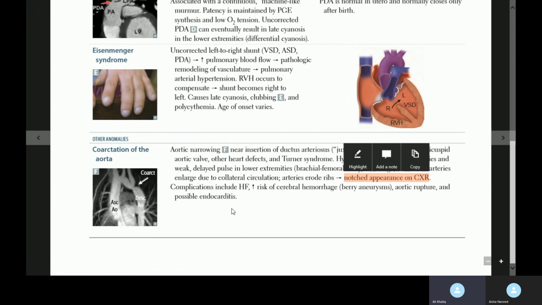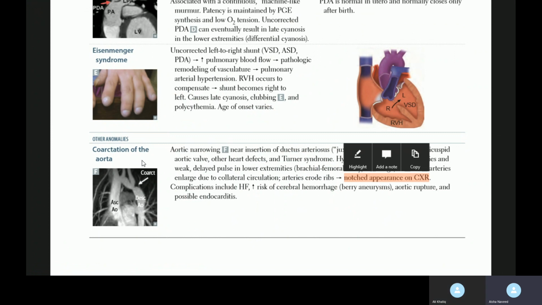Remember that on the chest, when you palpate, the intercostal arteries in coarctation of the aorta sometimes become palpable, because they become pulsatile. Any question? No. Okay, now one more exam related question.